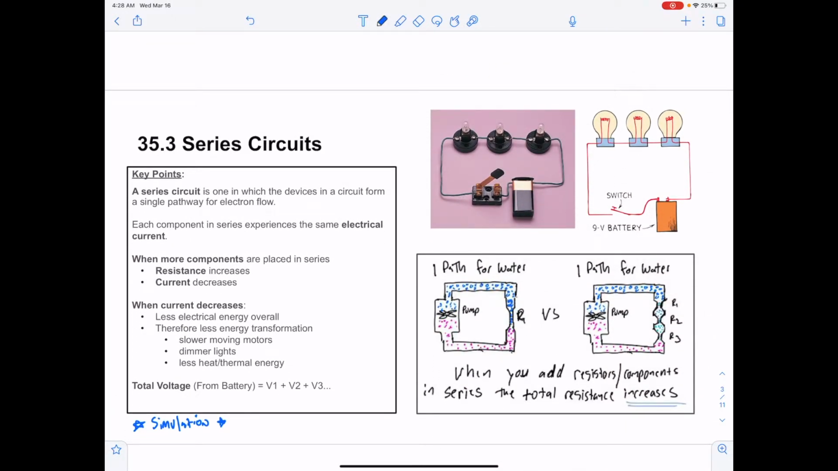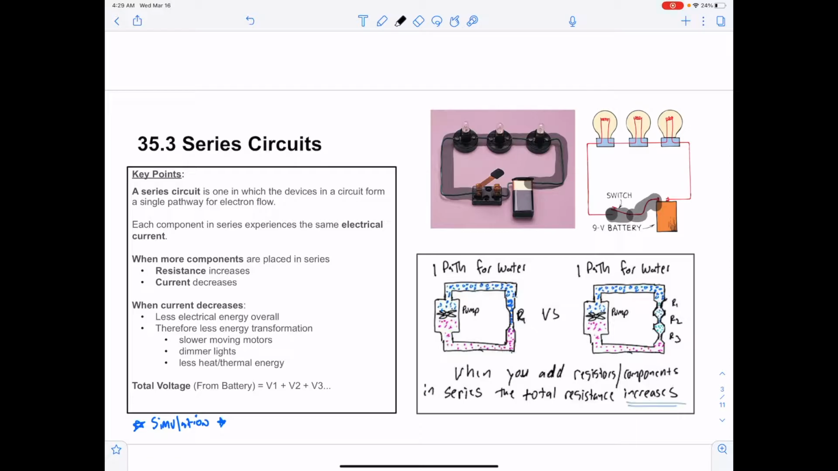Okay, so starting with the series circuit, this is what our operation game is. A series circuit is one, as we said, where we have one overall pathway for electrons to flow through our devices, converting their electrical energy into the other types of energy that we want. The downside is if we have any break at all, say we throw a switch right here, then there's no longer a complete pathway for our electrons to flow. And so any single break in our circuit will cause the components to turn off.